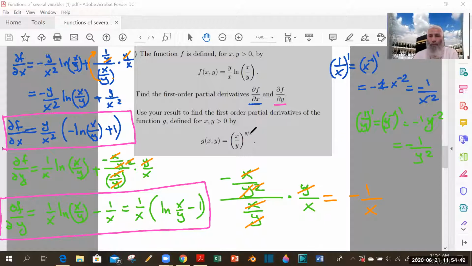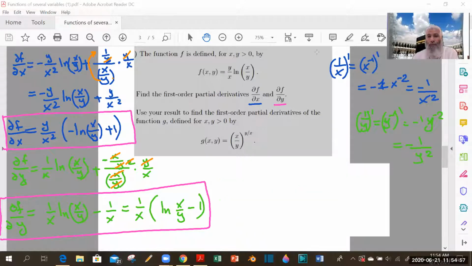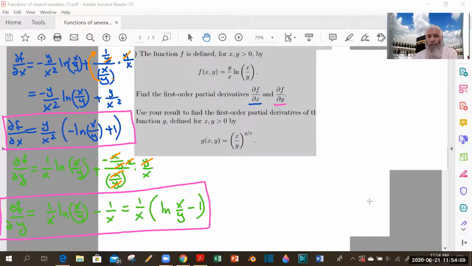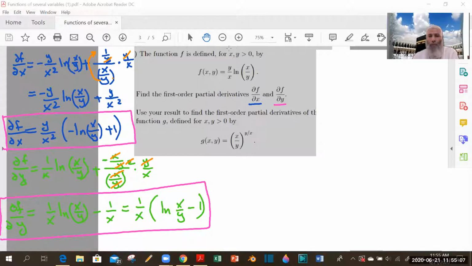Ustaz, here I have a question. The first part was clear to me, like find the first derivative. But here, what should we do? How can we find it if it is given like this, g? To be honest, here I am a little bit confused. I will tell you now.